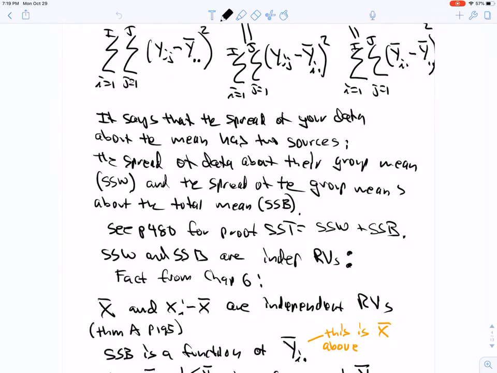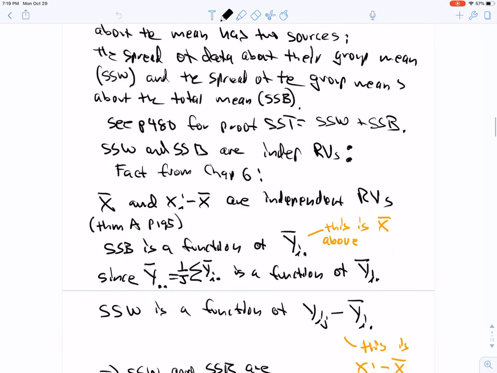And the book on page 480 gives a proof which is algebraic, not super insightful. I think I would rather just work through a toy case to show you how it all works. I do want to mention that SSW and SSB are independent random variables.